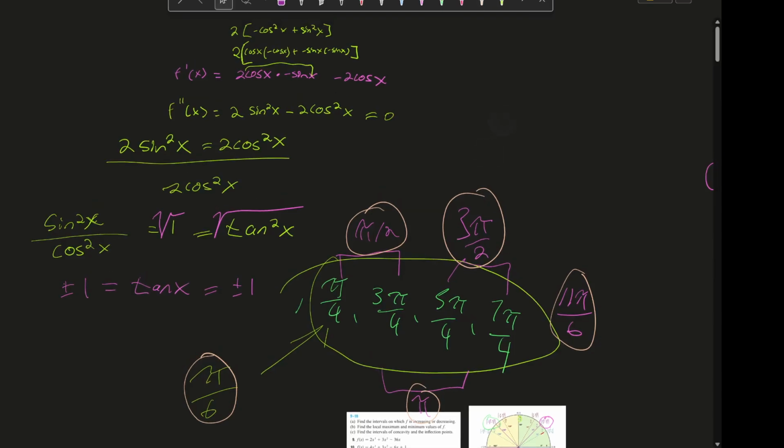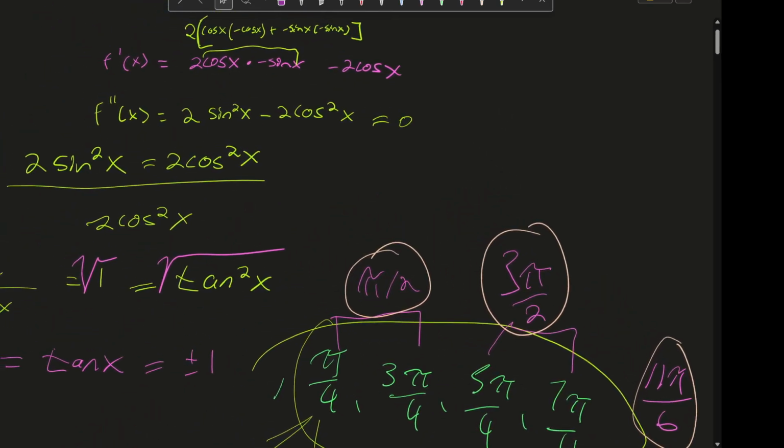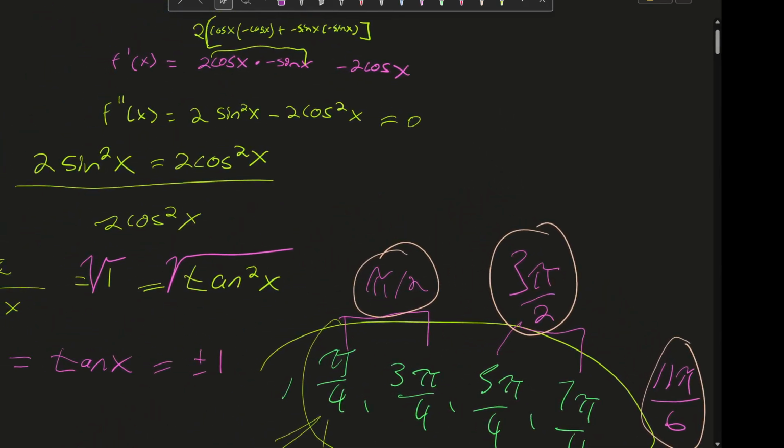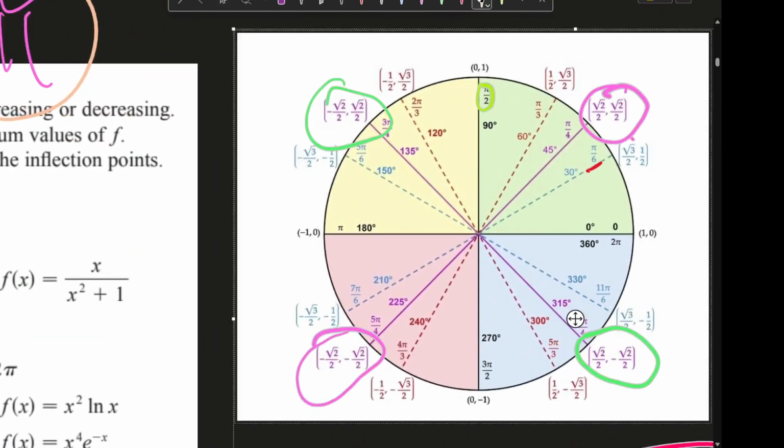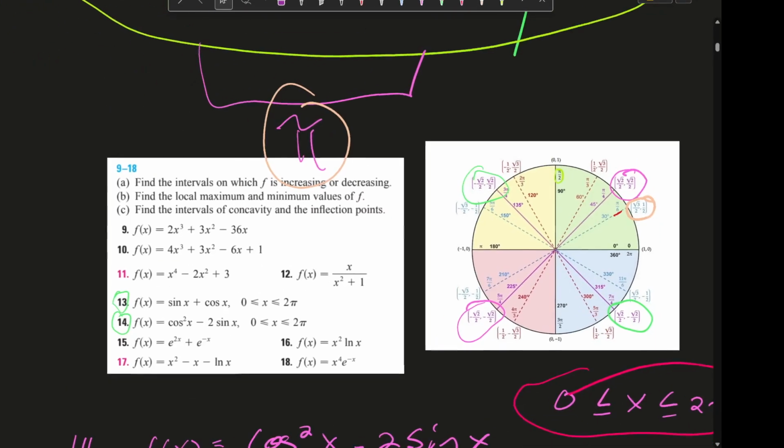Honestly, you could probably divide out that 2 and make it a little nicer, but we're good. We'll say if you evaluate it at pi over 4. No, we're not doing pi over 4. We're doing pi over 6. Pi over 6, cosine is root 3 over 2, sine is 1/2.